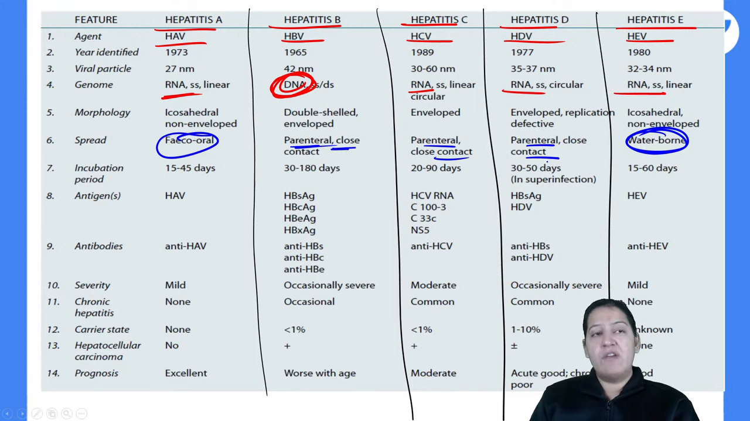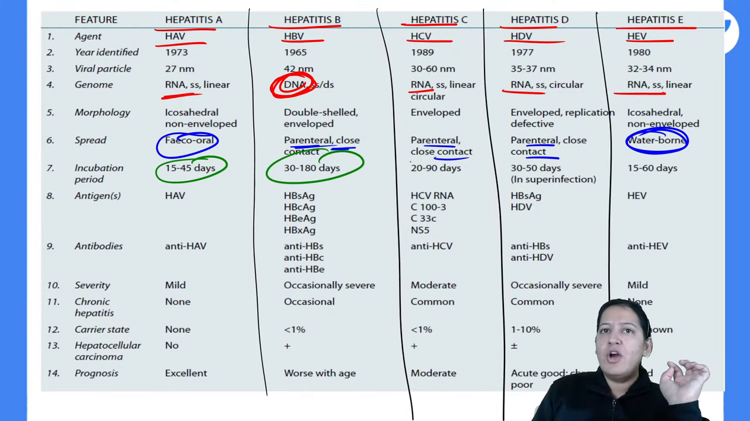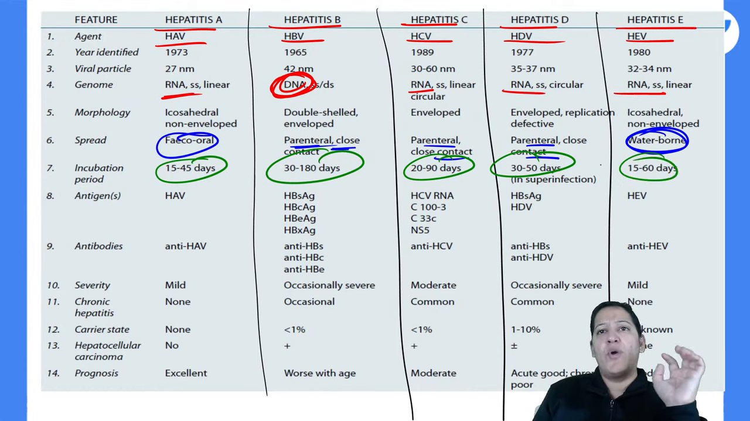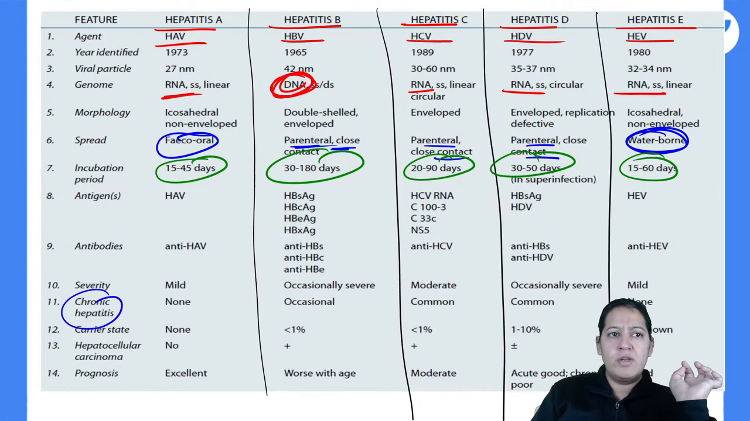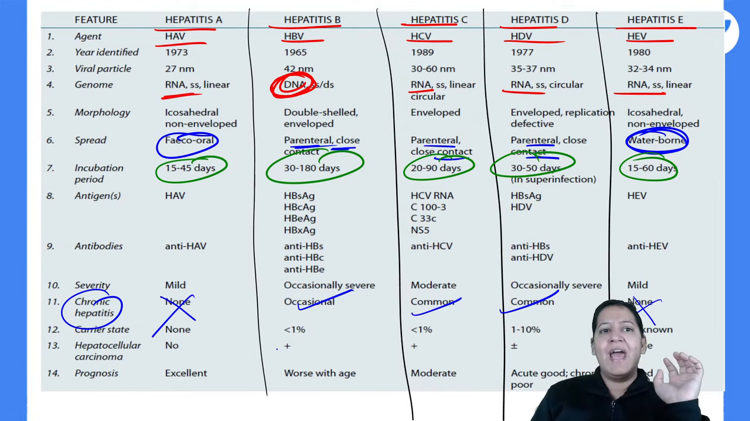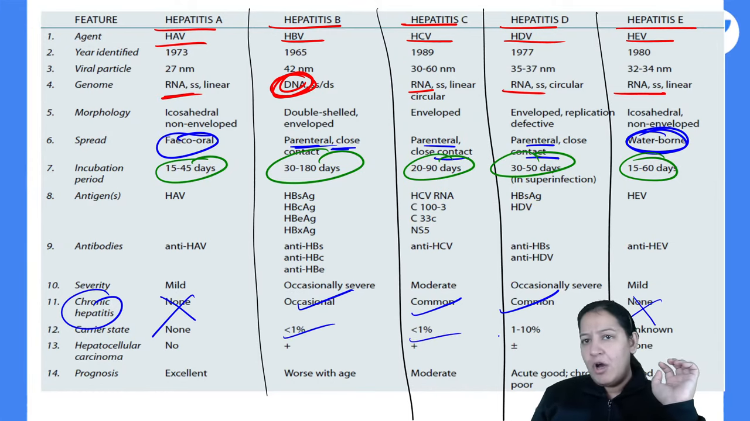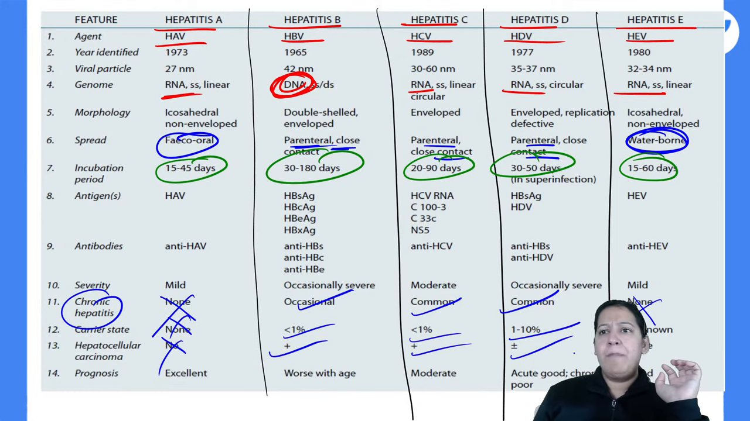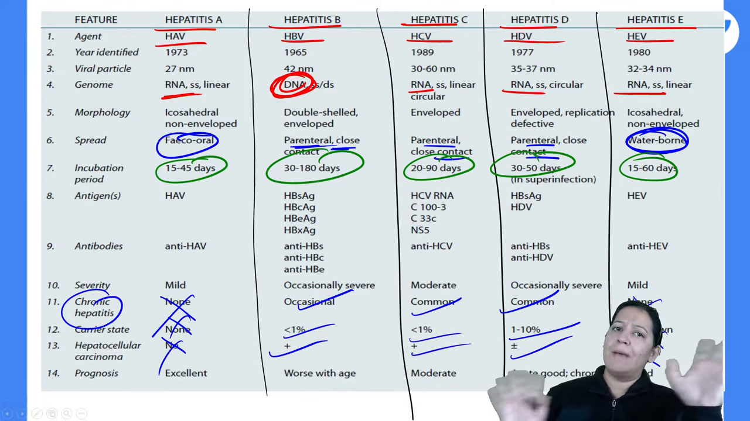The next point which you have to learn is their incubation period. Many questions come on their incubation period, so you have to learn it. The next is chronicity. I have already told you about chronicity. Chronic hepatitis is absent in A and E. It is present in B, C, D. In B, C, D chronicity is present, so the carrier state is also present. And when the carrier state is present, hepatocellular carcinoma and cirrhosis are also present. Carrier, hepatocellular carcinoma and cirrhosis are all absent in A and E.